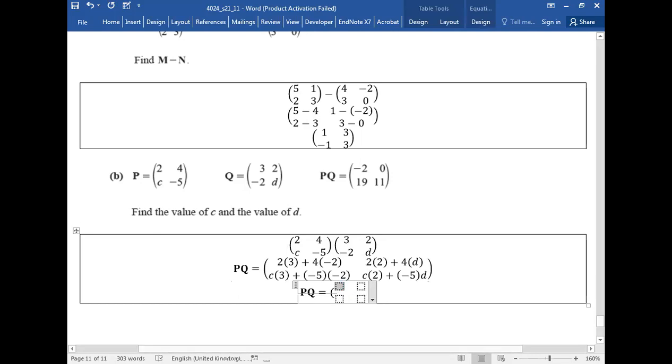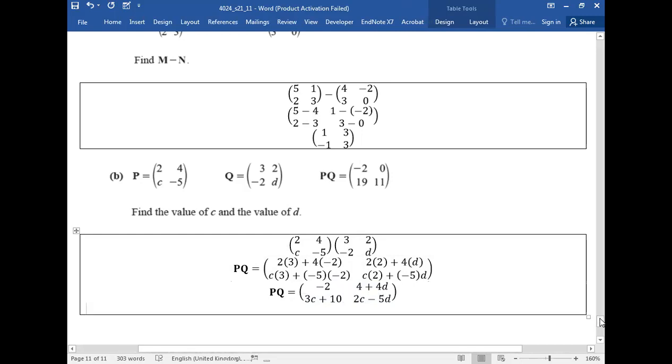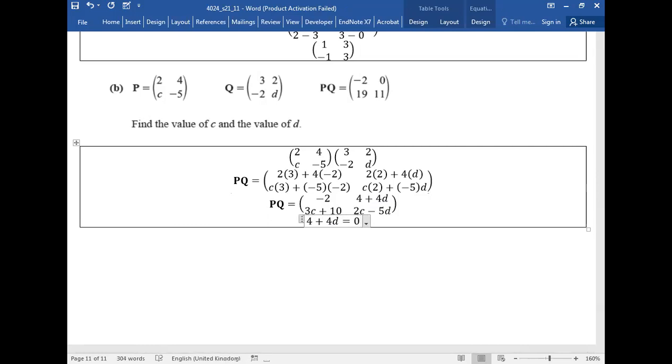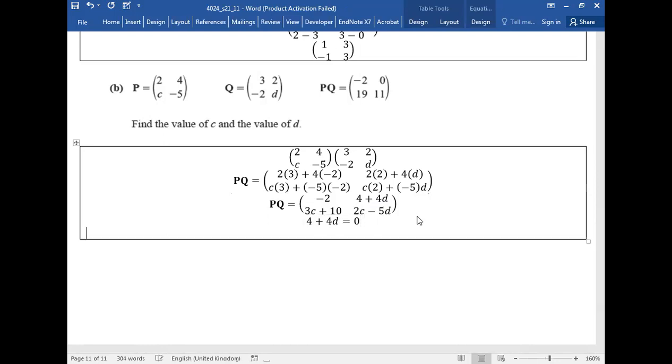3, ये तो already पता है, -2 आएगा. This is 4 plus 4D. This will be 2C minus 5D. And this is 3C plus 10. We already know the vector PQ, do we? Vector PQ is -2, 0, 19, and 11. So I can take this 4 plus 4D, and I know that 4 plus 4D was supposed to be 0. Can you find D? What is the value of D?